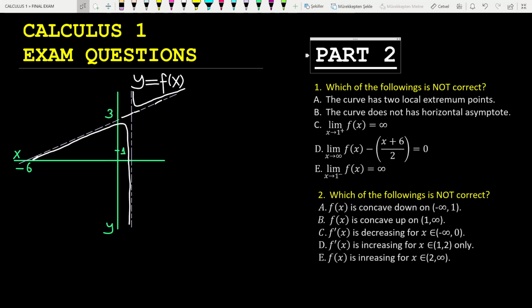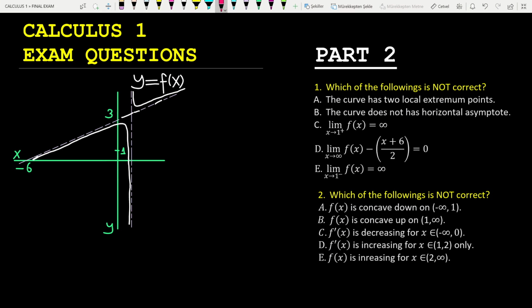In this part I have prepared 5 curve sketching problems for your midterm exam or final exam. The first 2 questions are multiple choice questions. The other 3 questions are very famous, very known exam questions. So let's start from the first 3 questions.